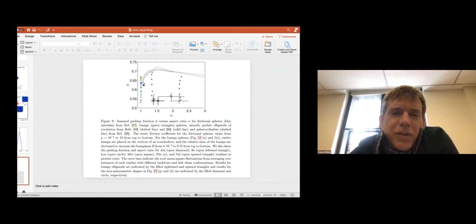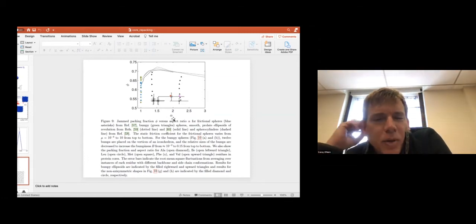So the first set of data I'll describe are the top curves. There's a solid black curve, and dashed and dotted curves. We're looking at the packing fraction, and the horizontal axis is the aspect ratio.